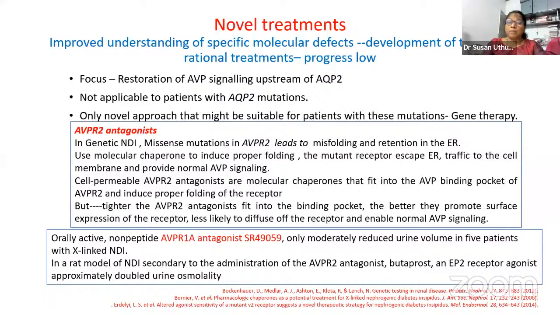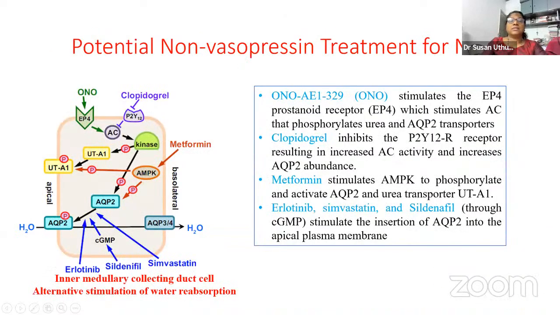So cell-permeable AVP2 receptor antagonists are molecular chaperones that fit into the AVP binding pocket and induce proper folding of the receptor, so that they promote the surface expression of the receptor and are less likely to diffuse off the receptor, and thus enable normal AVP signaling. These are all experimental, and clinically we are not yet using these molecules. Another is the EP2 receptor agonist butaprost, which is helpful in a rat model.